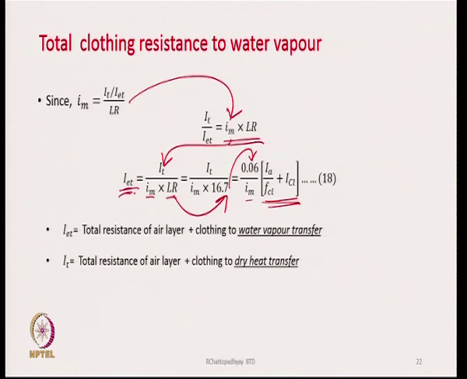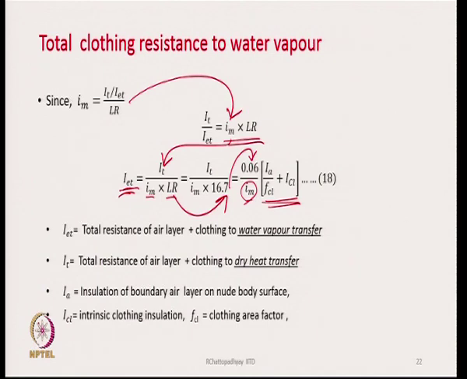Total evaporative heat transfer is related to the permeability index. If we find out the permeability index of the clothing material, and we know the I_a value, f_cl value and I_cl value, then we can calculate the evaporative heat transfer coefficient. So, this is I_et. We are writing it again, because these terms move away from our mind.